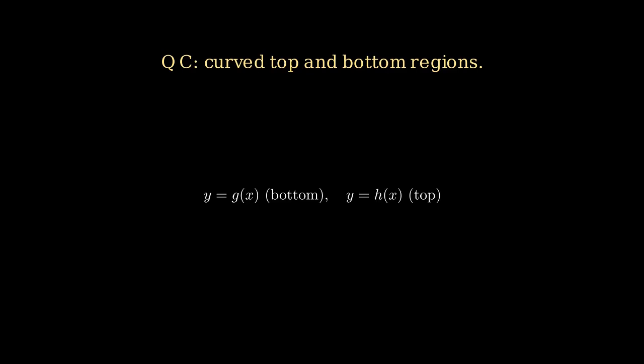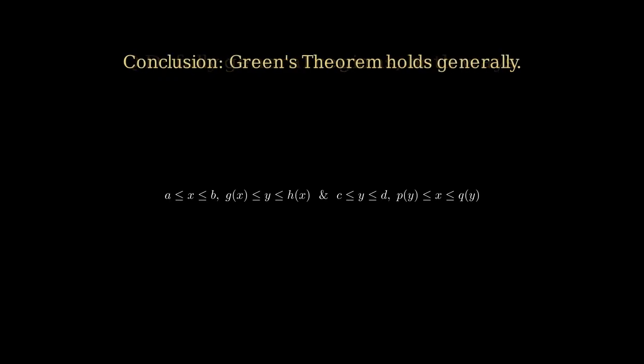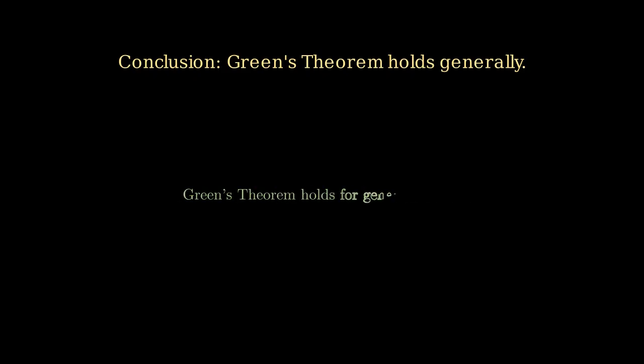Question D, extending to fully general regions. Step 1, argue that any region expressible both ways, bounded left-right by functions of y, and bounded top-bottom by functions of x, can have both halves of Green's theorem proven using the same rectangle-style argument, just with variable limits instead of fixed ones. Step 2, conclude that since most regions of interest can be described this way, or split into pieces that can, Green's theorem holds generally, using exactly the same cancellation at shared edges idea.